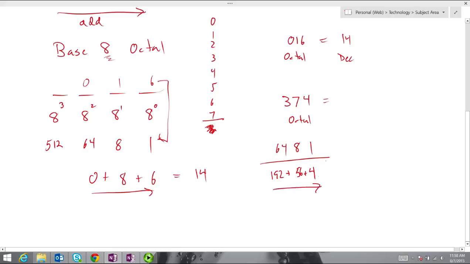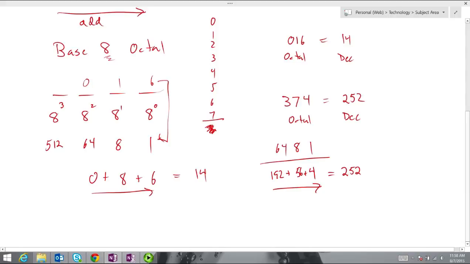I add across, so I get 192 plus 56 plus 4, which would give me 252. So this is the same as 252 decimal.